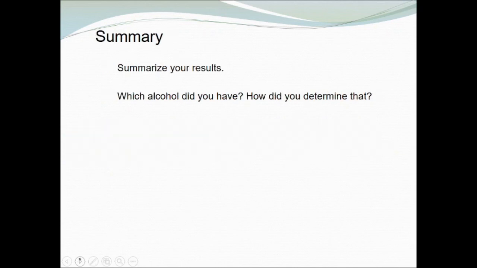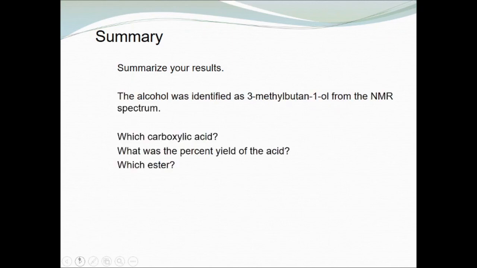And then finally we have the summary. This is where you summarize the results, or you can also call this the conclusion. But basically here you will summarize your results, identify which alcohol you had, and how you determined that. So for example, the alcohol was identified as 3-methylbutan-1-ol from the NMR spectrum. You don't need to go back into the interpretation again. It is sufficient to make that identification. But then you also need to do that with the carboxylic acid.